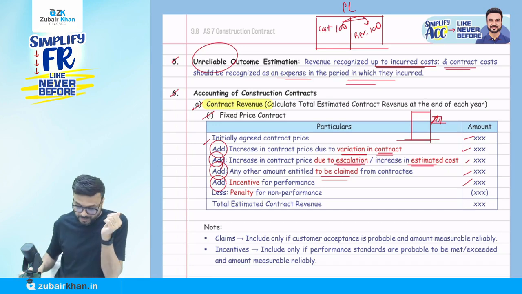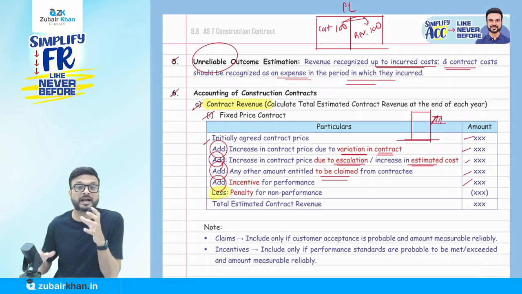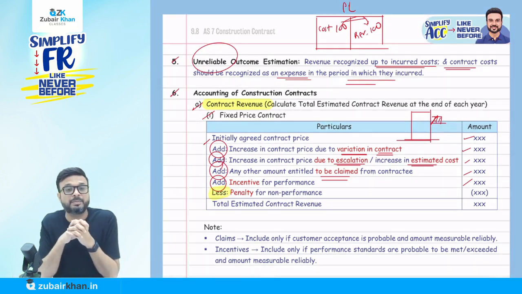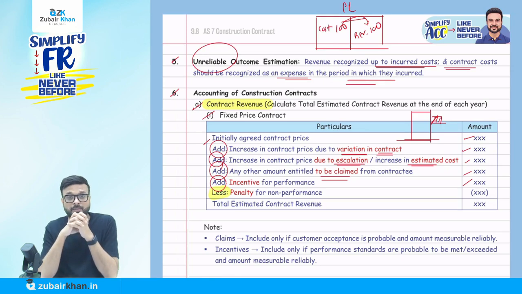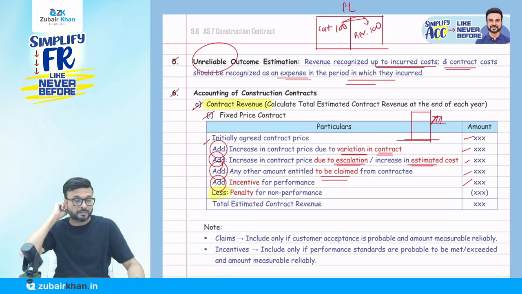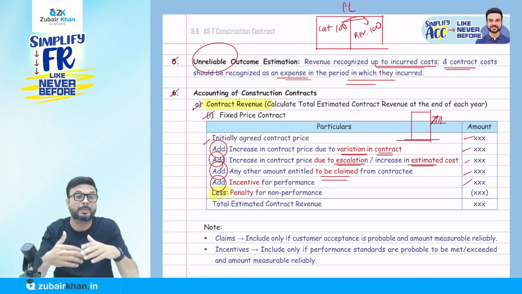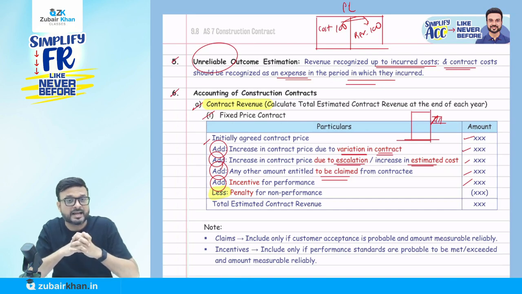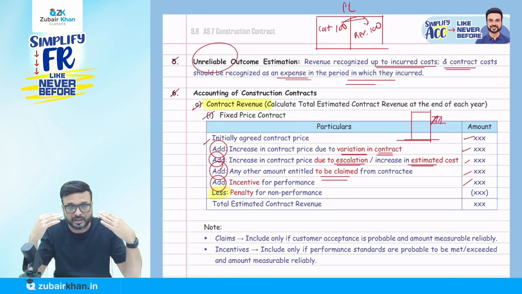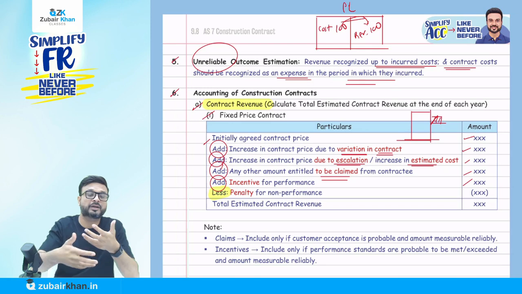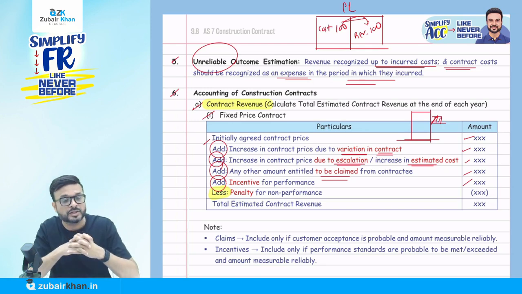But there's one thing I'm saying less. What do you mean by less here? We are deducting here: less penalty for non-performance. It might happen that I have not done whatever was pre-decided, or there are some errors, or the construction is not done properly. So there is also a clause mentioned in the contract for penalties. So when I am not completing the contract or there is any violation of the terms and conditions mentioned in the contract, a penalty applies.